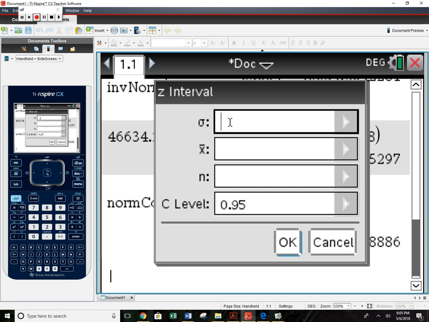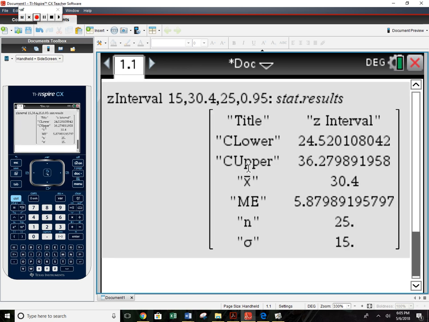So the sigma is 15. We did a sample of 25 kids, found their age to be 30.4. N was 25. Confidence interval of 95. What did they want? 95%. Okay. Hit OK. Okay, so here is my lower limit, 24.5, upper is 36.3, so let me write that down, 24.5, 36.3.